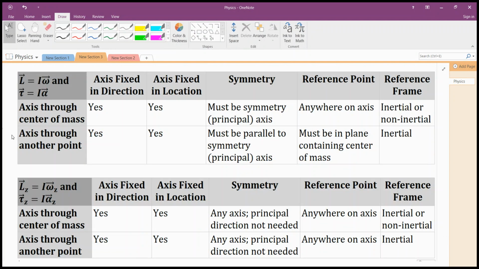So there you go, that's the summary. In brief, the full vectors require an axis fixed in location, that is pure rotation, fixed in direction, and must be a symmetry axis or parallel to it. Meanwhile, the component forms require the axis fixed in direction and location, but symmetry can be dropped. And if the axis is through the center of mass, the reference frame in which you calculate these quantities can be non-inertial. That reference frame may be accelerating, the center of mass may be accelerating relative to another reference frame.